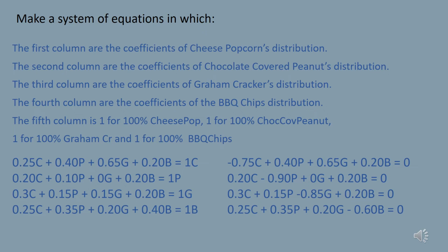So 0.25 minus 1 gives me negative 0.75 C. And then notice on the right-hand side, it's now equal to 0. And 0.1 times P minus 1 times P is negative 0.9 P. So in the second equation, the chocolate-covered peanut column now has negative 0.9, and notice on the right-hand side it is now 0. So we do that for all four equations, move the variables over so we have variables on one side and constants on the other, and then we are ready to set up our augmented matrix.